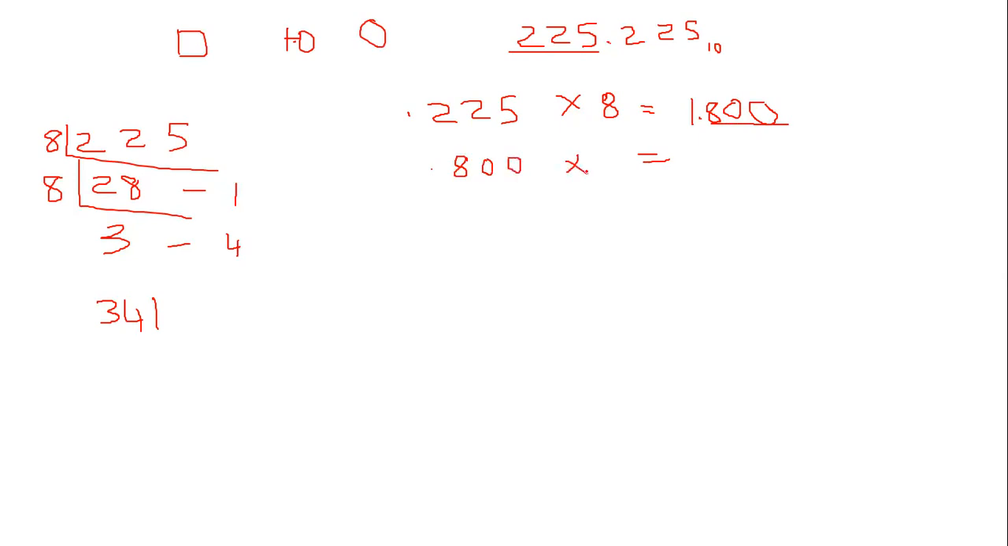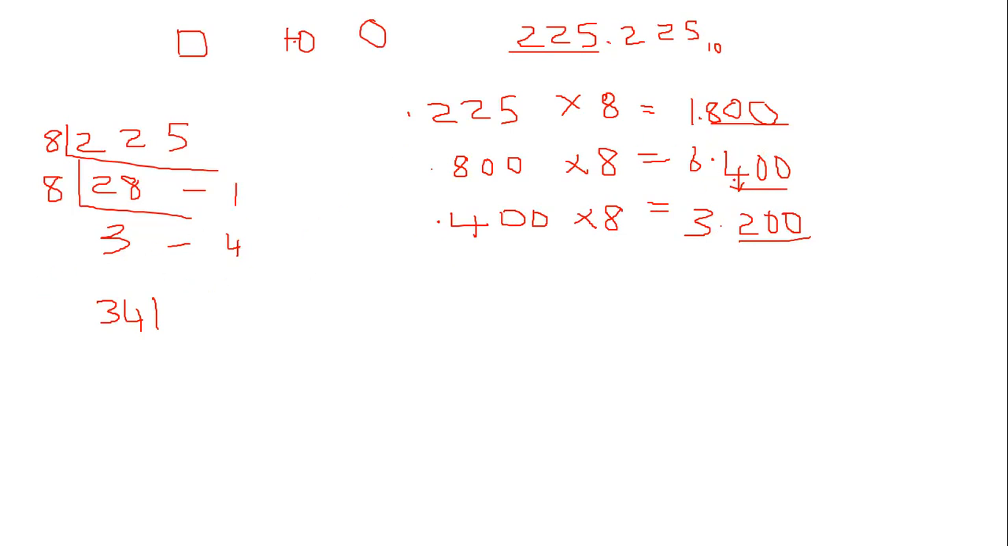0.800 into 8: 8 8s are 64, so the answer will be 6.400. Now I will leave the 6 here itself and take only this 0.400 into 8. Then I will get 3.200. That is up to 3 decimal places. If you want, you can further do it, taking 200 alone and multiplying. I will stop at 3 decimal places.